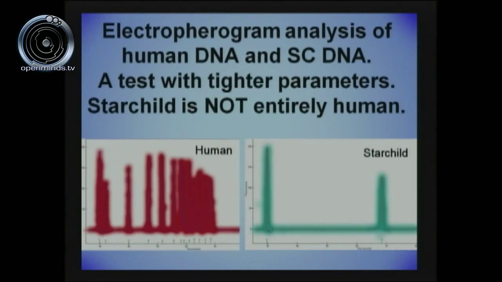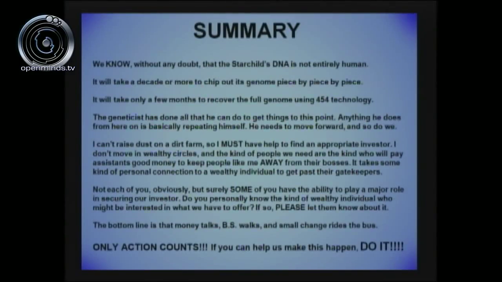Now, an electropherogram analysis of human DNA and Starchild DNA. This is a test with tighter parameters. The Starchild clearly is not entirely human if you go with that test. We know without any doubt that the Starchild's DNA is not entirely human. It will take a decade or more to chip out its genome piece by piece. It will take only a few months to recover the full genome using 454 technology.